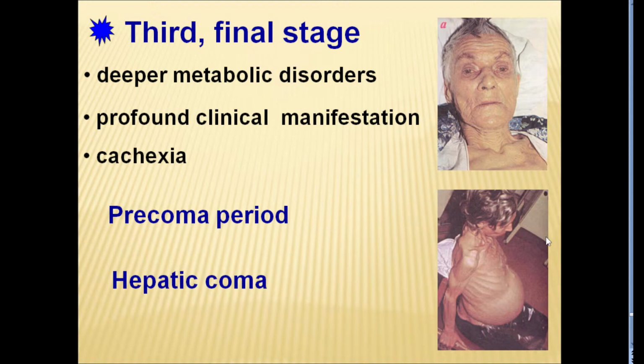The precomatose period is characterized by pronouncing of all the named symptoms and progressive depression of consciousness. And when the patient completely loses consciousness, we are talking about the final terminal stage.